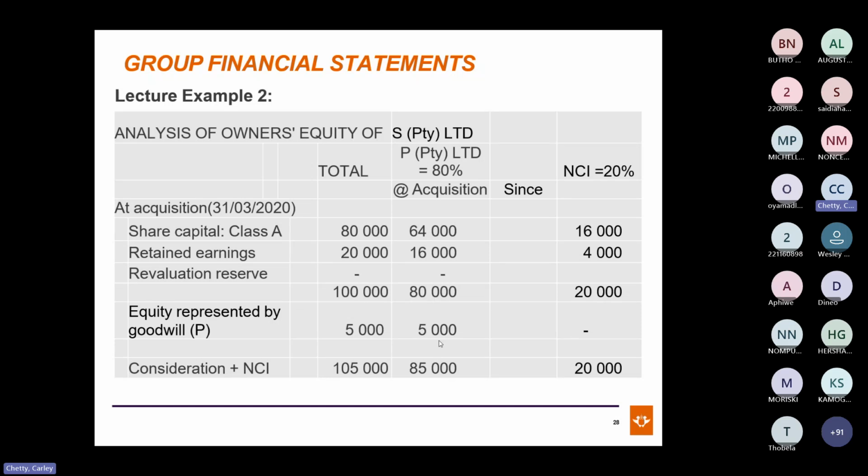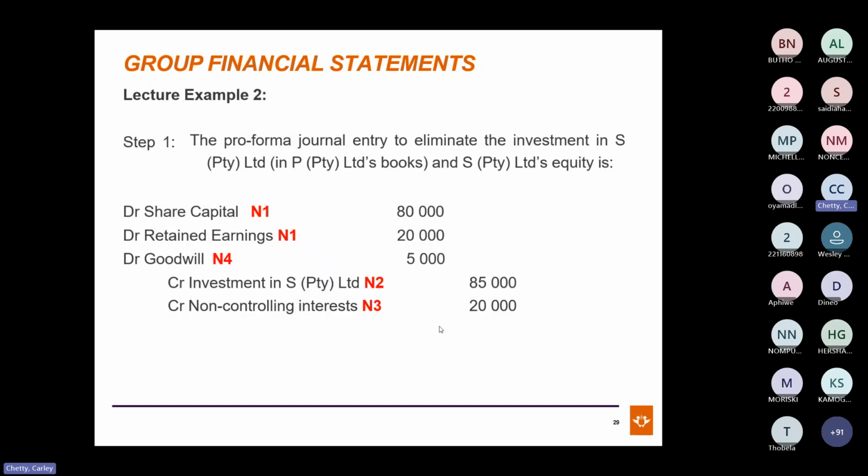So we have calculated our goodwill. Let's now have a look at our pro forma journal entries. We are doing step 1, the pro forma journal entry to eliminate the investment in S Pty Limited in P's books and S Pty Limited's equity. So here we are doing our pro forma journal entries. We are debiting share capital with 80,000. And we are debiting retained earnings with 20,000.